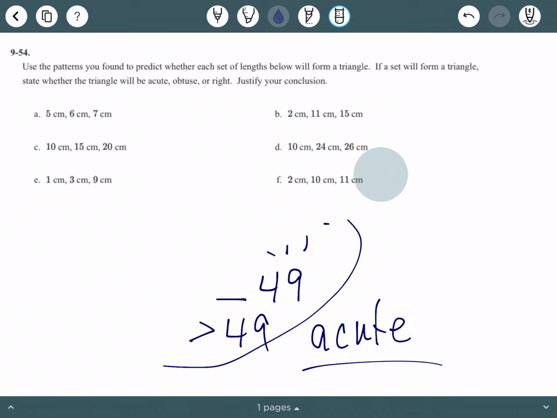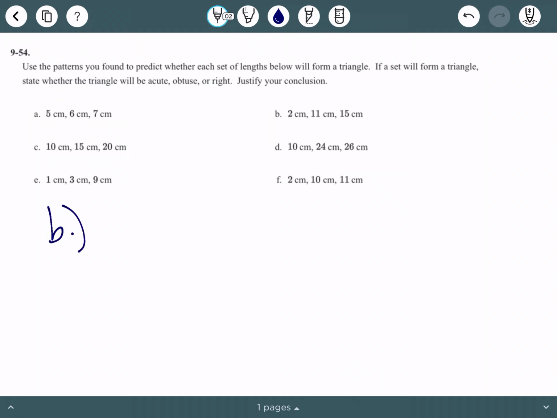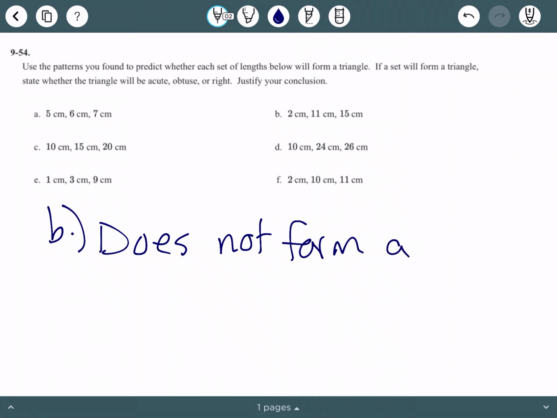So our side lengths are 2, 11, and 15. All right, 2 plus 11 is 13, which is not bigger than 15. So this does not form a triangle. So we're going to say, does not form a triangle.